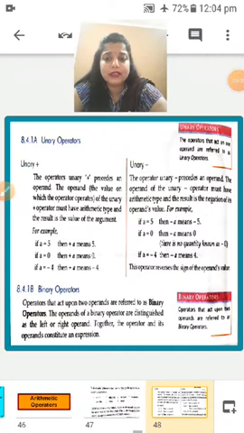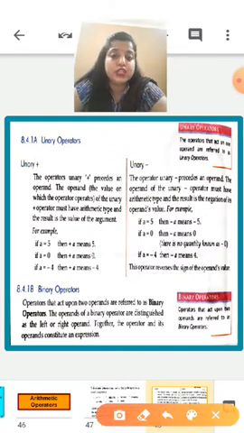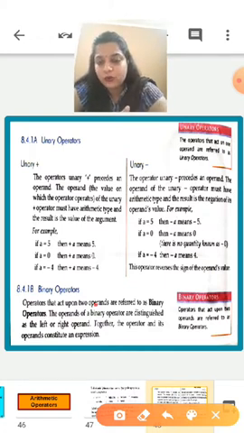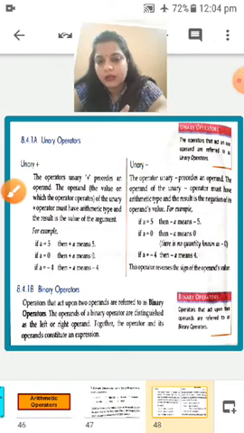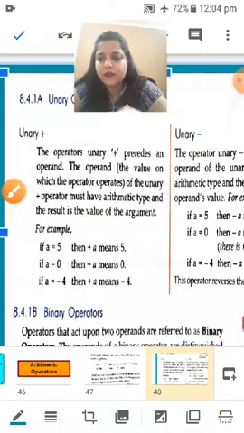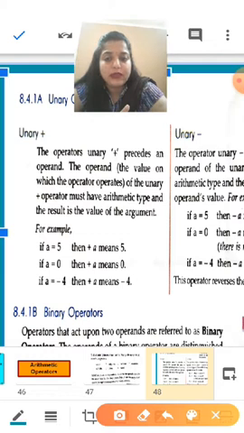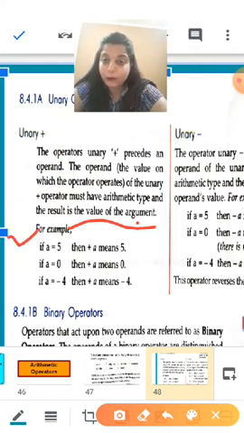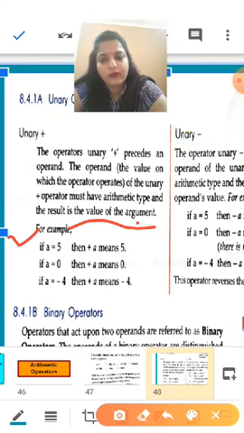Let's move to the next. This I have already explained. Unary operators are those which work with a single operand. Now let me zoom in and show you. See children, the unary plus operator precedes an operand. The operand of the unary operator must have arithmetic type, and the result is the value of the argument. Now if a equals 5, what will plus a be? Plus a will be 5 only.